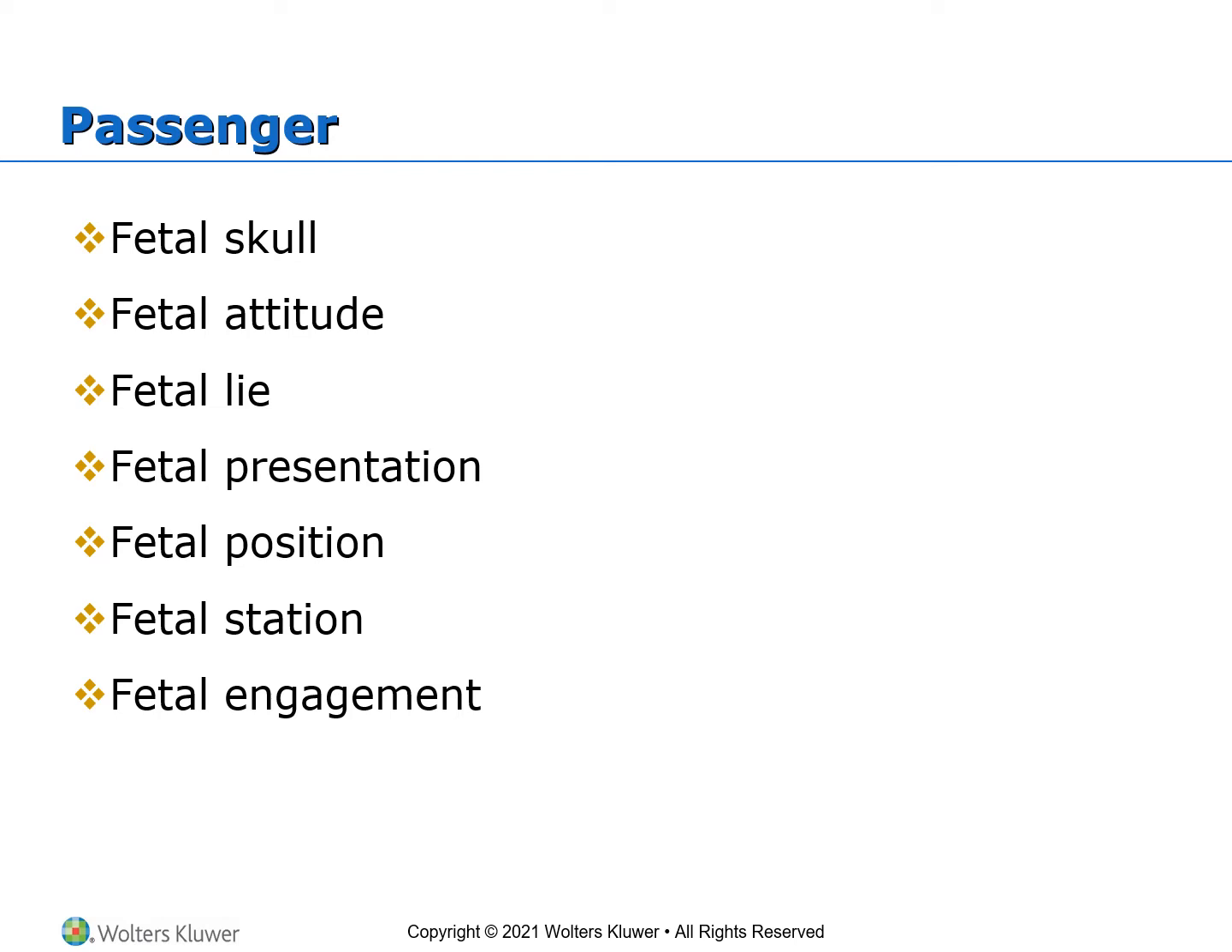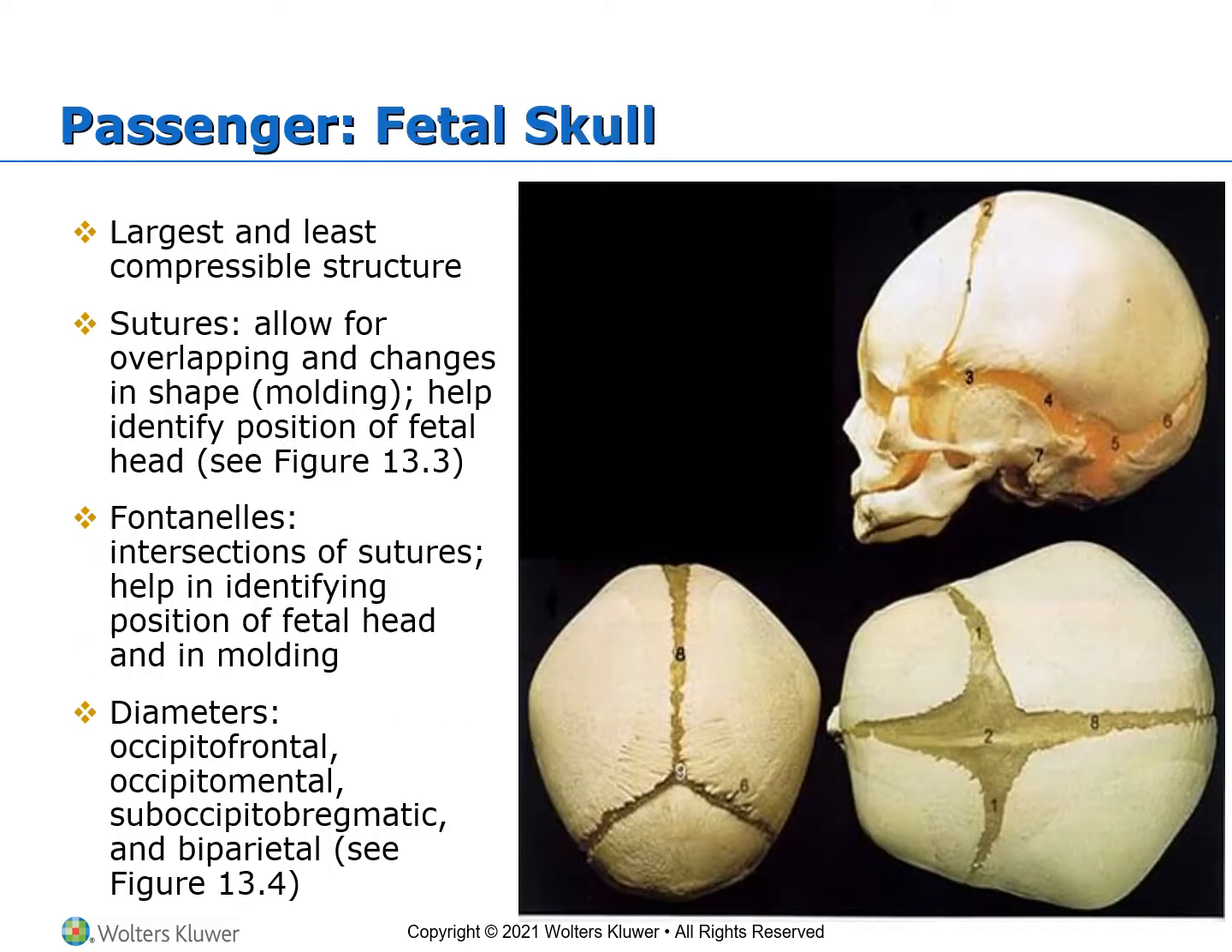So this is the passenger. This is basically all the things: the skull, how the baby's face is positioned, which way that they're lying, how they are presenting in their position, which station is that presenting part in, and is the fetus engaged. So the skull is the largest and least compressible structure.